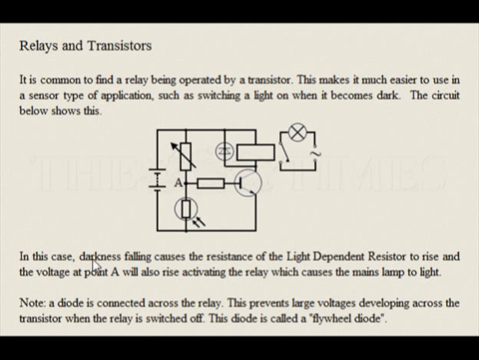In this case, darkness falling causes the resistance of the light-dependent resistor to rise, and the voltage at point A will also rise, activating the relay which causes the mains lamp to light. Note, a diode is connected across the relay. This prevents large voltages developing across the transistor when the relay is switched off. This diode is called a flywheel diode.